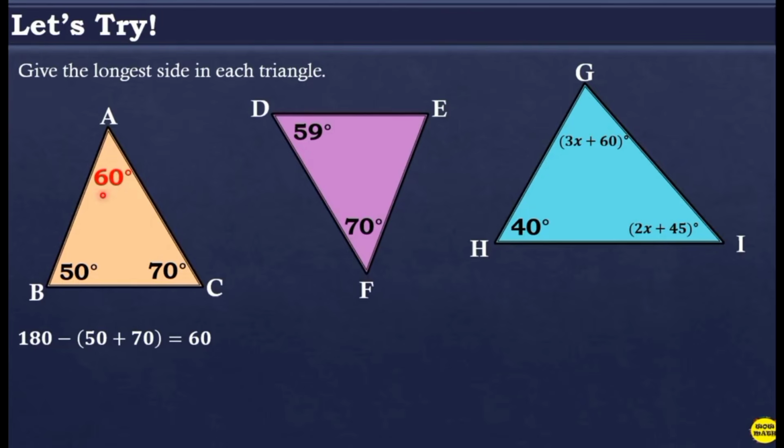Now, we have here 50 degrees, 60 degrees, 70 degrees. Para makuha yung longest side, opposite siya ng largest angle. So, what is the largest angle? Angle C. What is the opposite side? We have side AB.